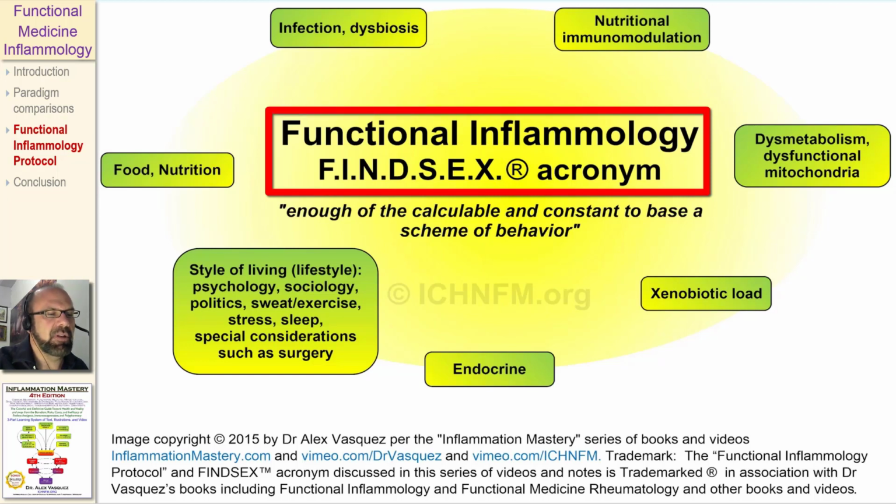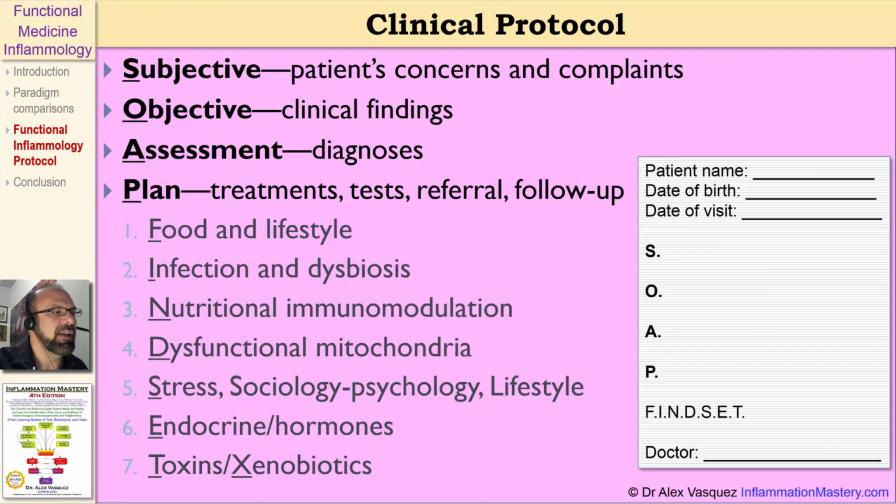That's easy to memorize, but not necessarily an acronym that you would want to write in your patient chart notes. So in category number 7 here, you can change the X for a T and just call them toxins, and you are looking for a set of problems and a set of solutions. Again, FIND-SEX or FIND-SET. Food, infection, nutritional immunomodulation, dysfunctional metabolism, stress and style of living, endocrine imbalances, toxins, and xenobiotics.